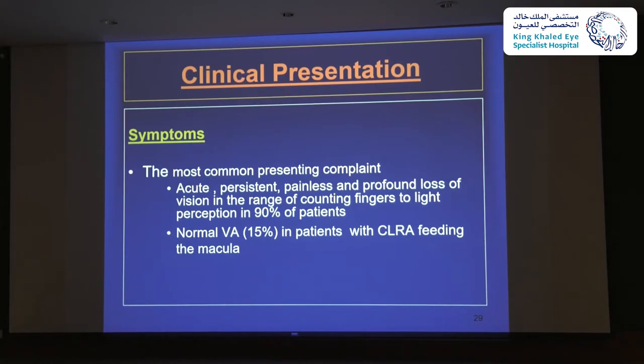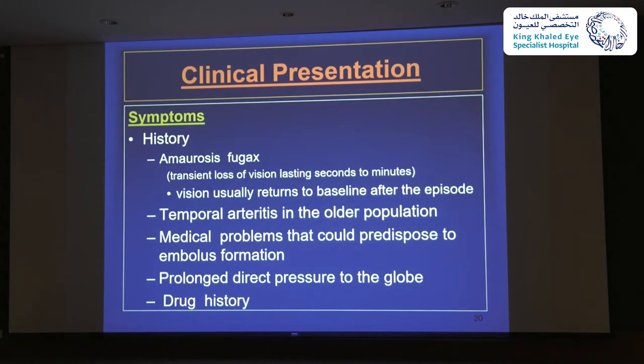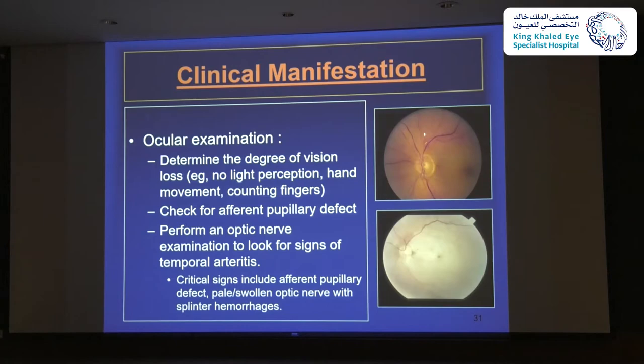The patient comes to the emergency room, and usually the vision is from counting fingers to light perception in 90% of patients. Normal visual acuity is seen in almost 15 to 20% of patients because of an intact cilioretinal artery. Sometimes the patient might have amaurosis fugax or temporal arteritis in older patients, medical problems that could predispose to emboli or embolus formation, or prolonged direct pressure to the globe, so you have to focus a bit on drug history.